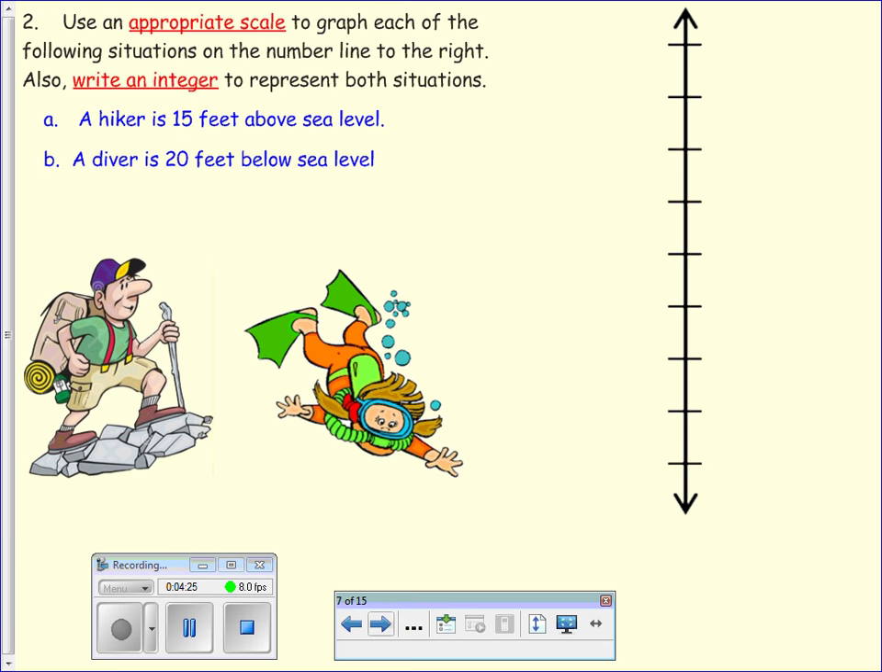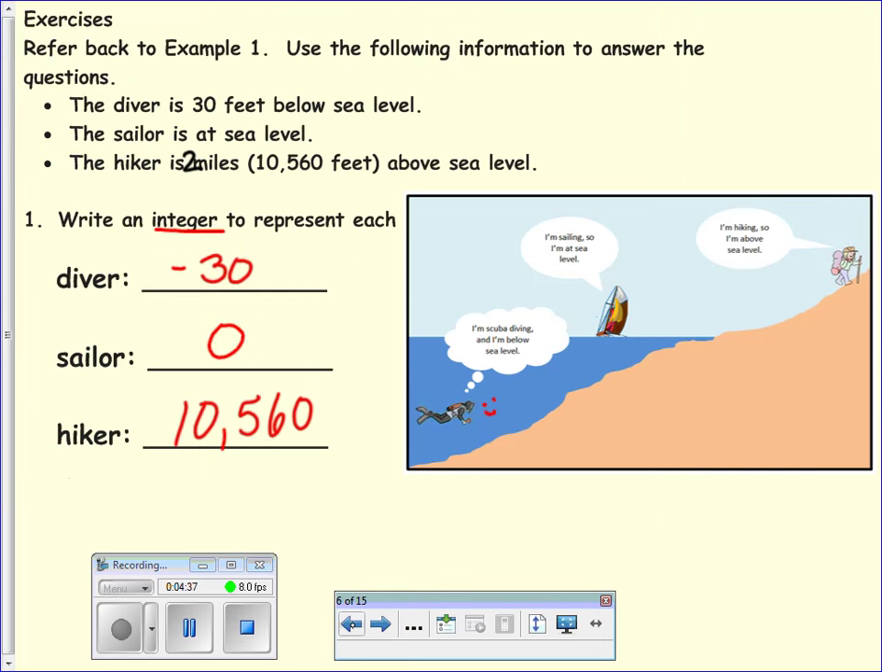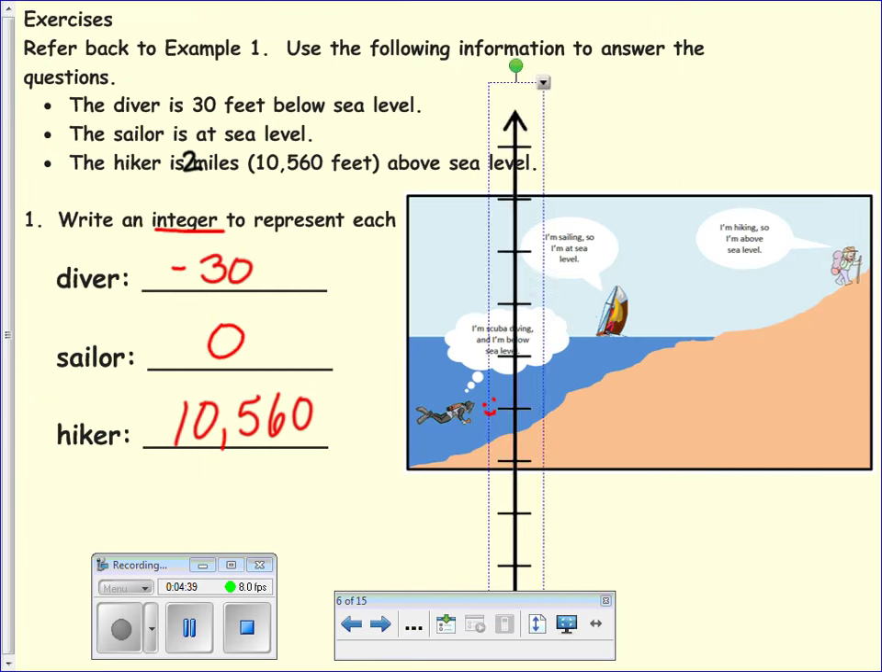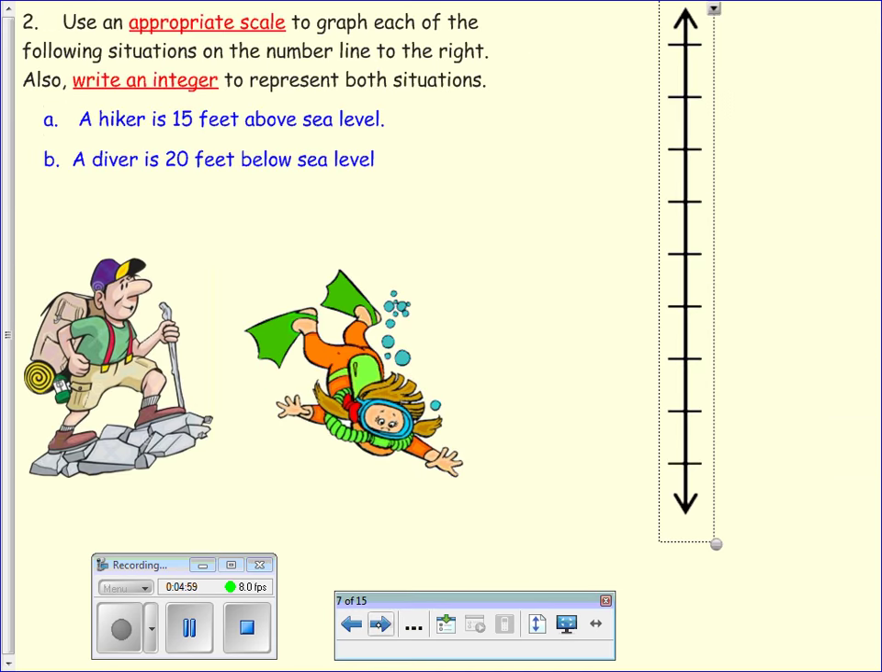Notice this is a vertical number line. So this is representing above sea level and below sea level. So it's almost like here, if we were going to look at it. Okay, so here is our number line to represent sea level, and then above sea level, and below sea level. So the vertical number line is good to use in this situation.